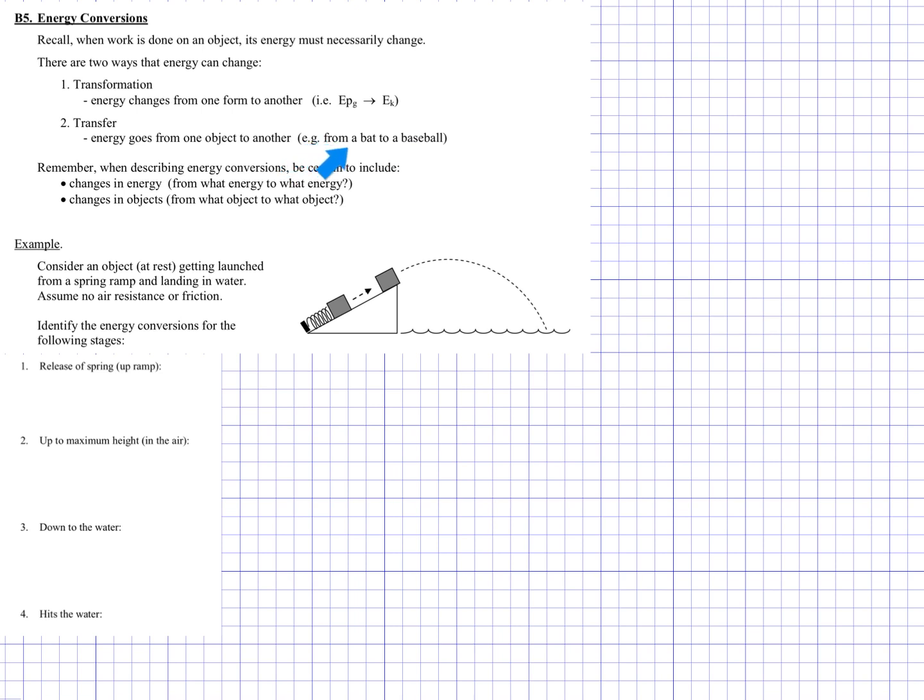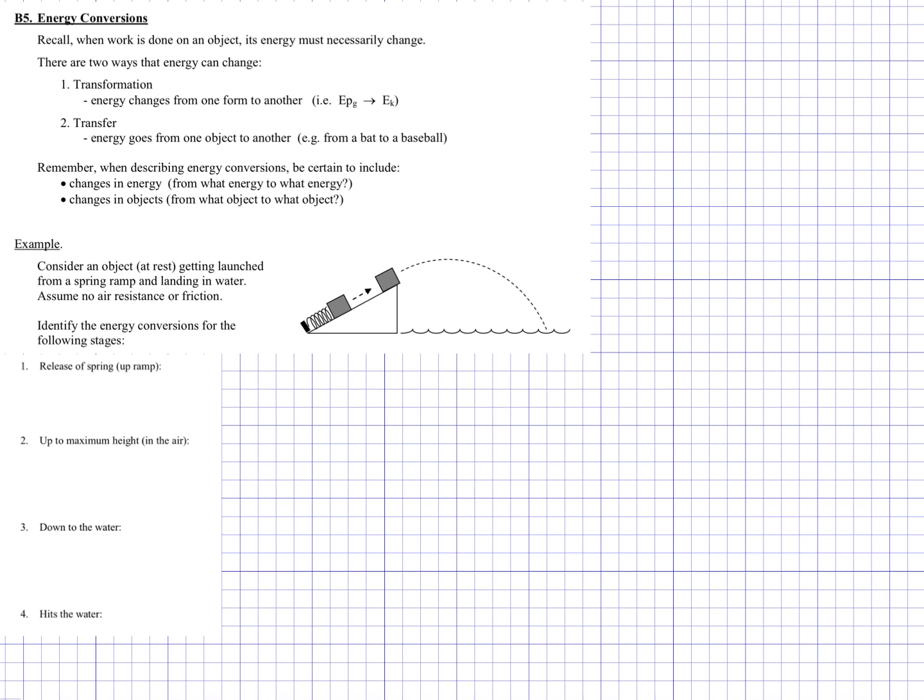And here we've got an example of a bat and a baseball. So let's look at a few examples, and hopefully it becomes a little bit more clear. And then in lesson number 5, we're going to do more specific calculations and work on this type of thing.